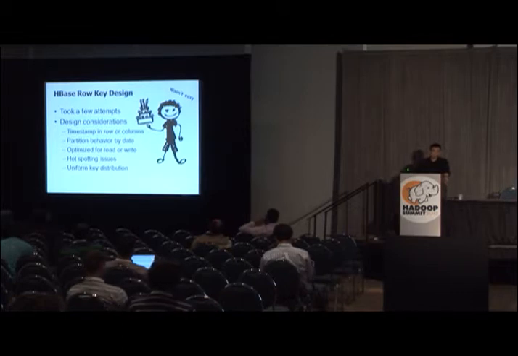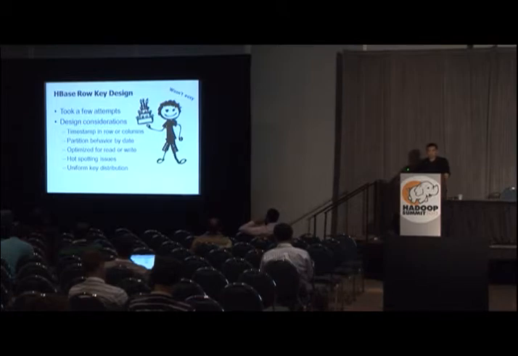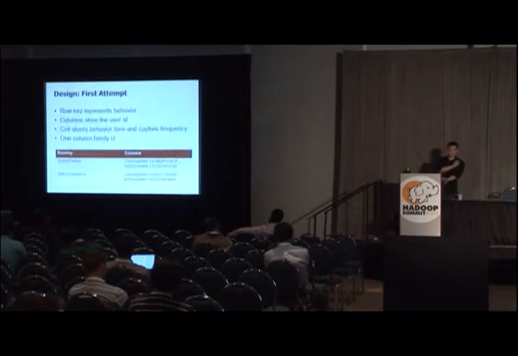Some of the design considerations that we took into account were whether we put the timestamp into the row key or the columns, whether we should partition the behavior by date, and whether we optimize for read or write? In the case of Lucene, you can optimize for read, but not write, obviously, because you have to rebuild the entire index. And there are things like hotspotting issues that we have to look at, because hotspotting can cause cascading events that can take your entire cluster down. And with uniform key distribution, everything works really well in HBase.